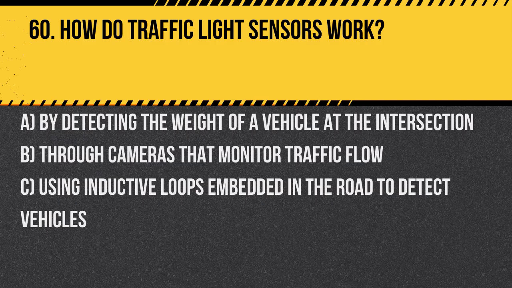Question 60. How do traffic light sensors work? A. By detecting the weight of a vehicle at the intersection. B. Through cameras that monitor traffic flow. C. Using inductive loops embedded in the road to detect vehicles.